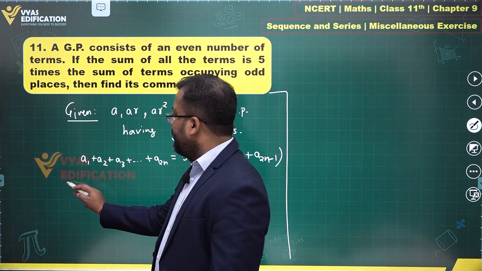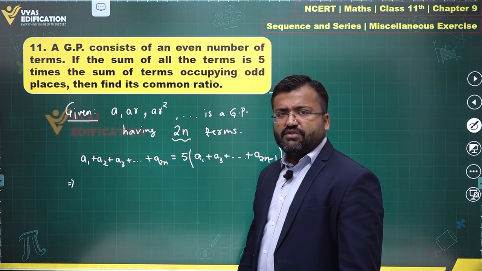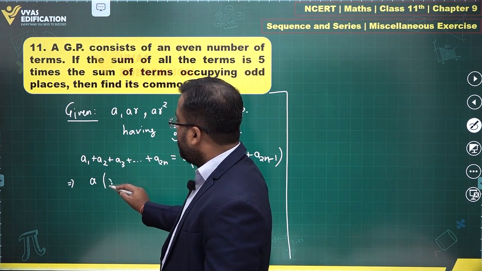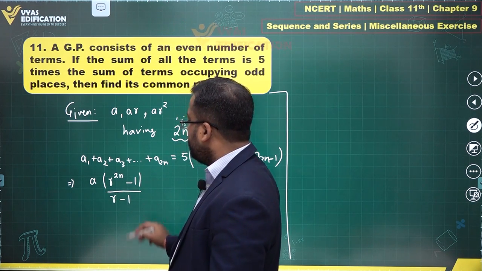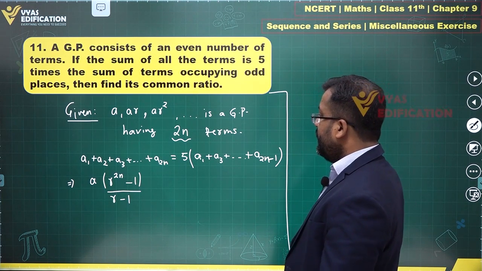What is a1, a2, a3 up till a2n? That's the sum of the first 2n terms of a geometric progression, which is equal to first term times common ratio power number of terms minus 1 upon common ratio minus 1. This is what you will get. Yes or no? Yes. What else?